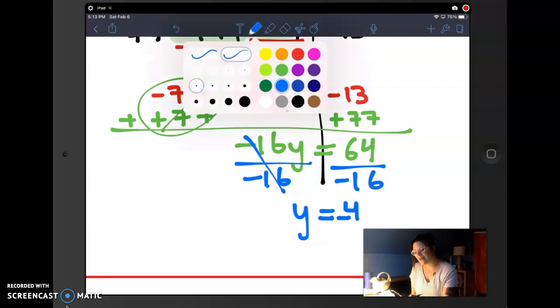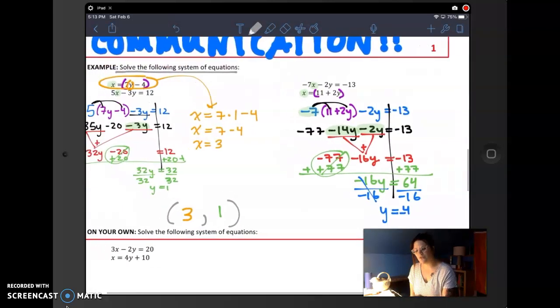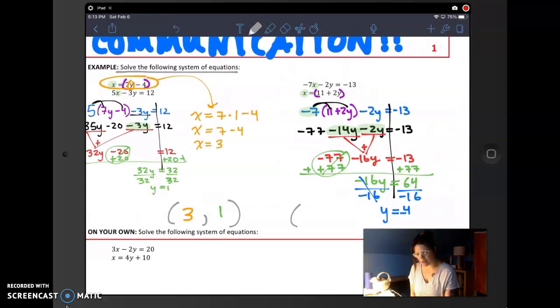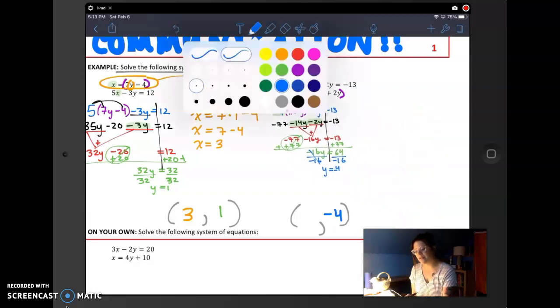Okay, so now the last thing we're going to do, and again, hopefully you guys are better at this than I am showing myself to be, but our answer is x comma y. So even though it might feel like you're done with the problem, you're not. All you've found is the y value. We still need to go back and find the x value. So let's do that.